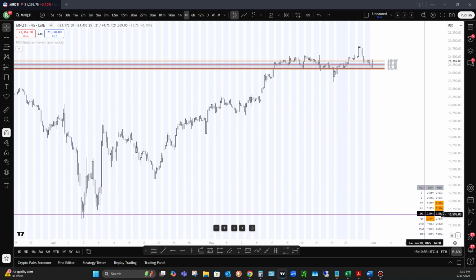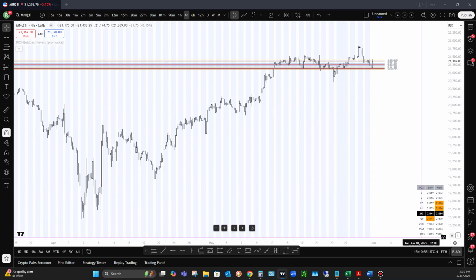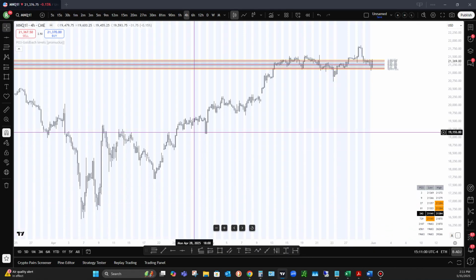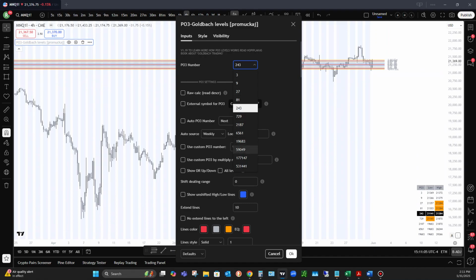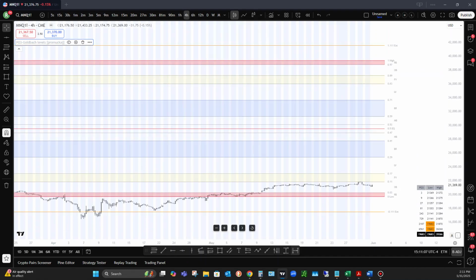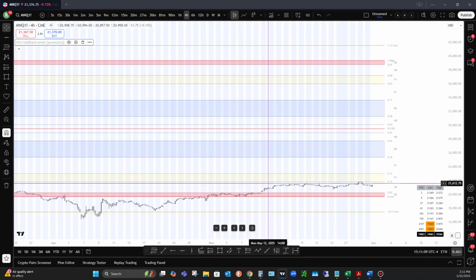So what power of three number is close to 21,000? It would be 19,683. Okay. So we would go 19,683. As you can see, now we have a range.